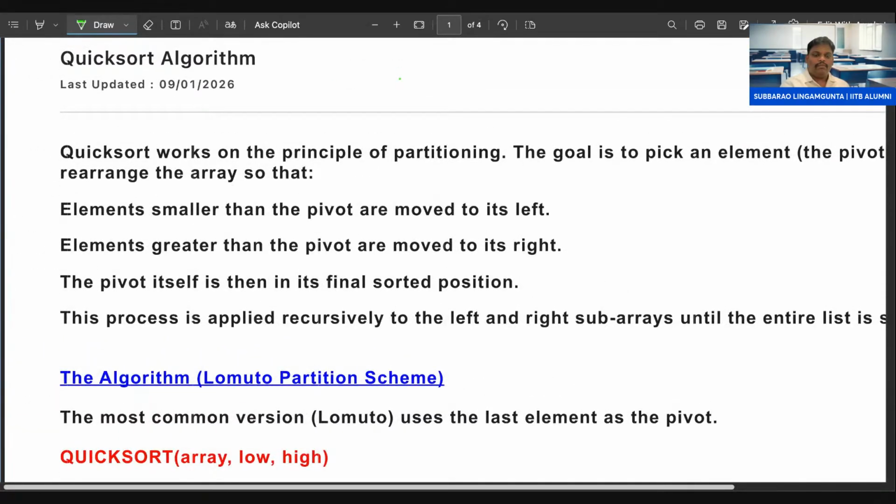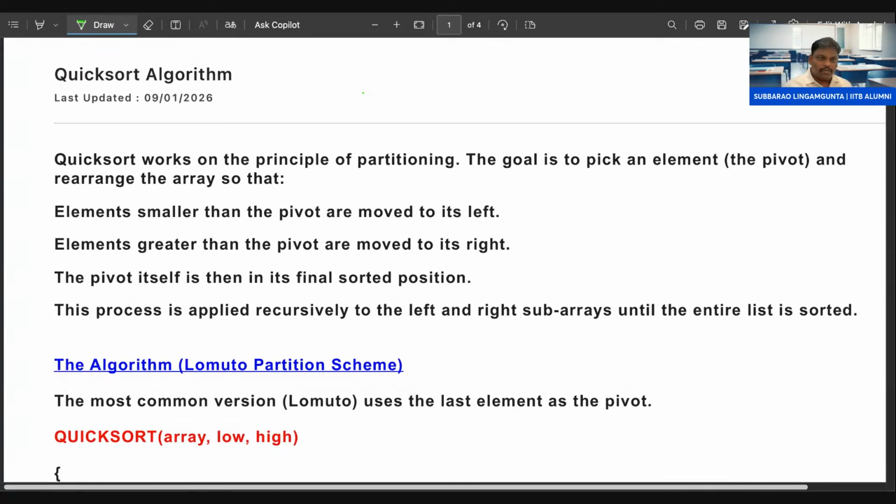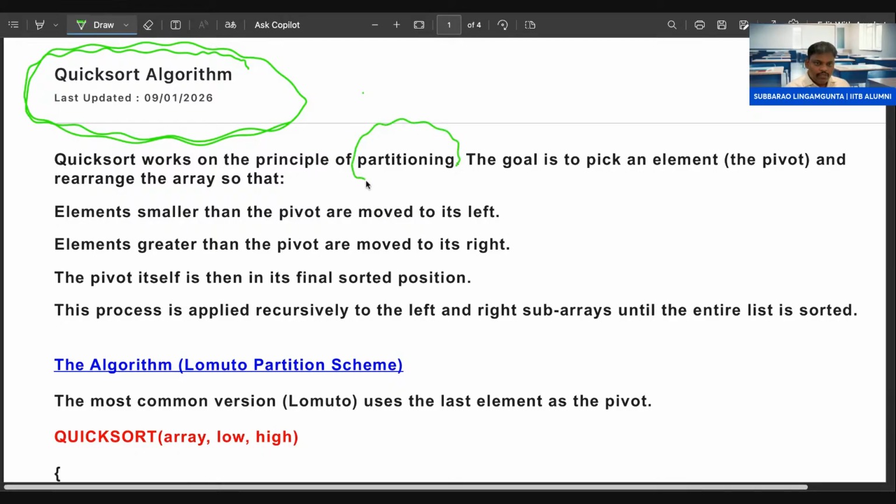Quicksort algorithm. Today's topic is the quicksort algorithm. Be careful, everyone. So what exactly is the quicksort algorithm? Remember everyone, the quicksort algorithm is based on the partition algorithm. Quicksort is based on partitioning.